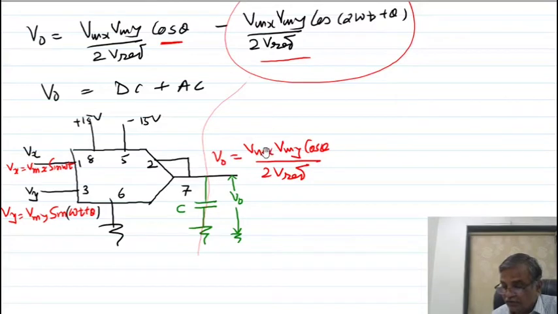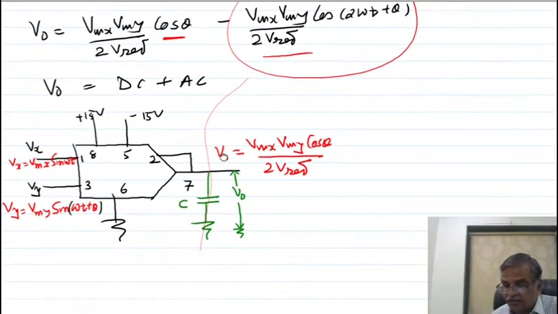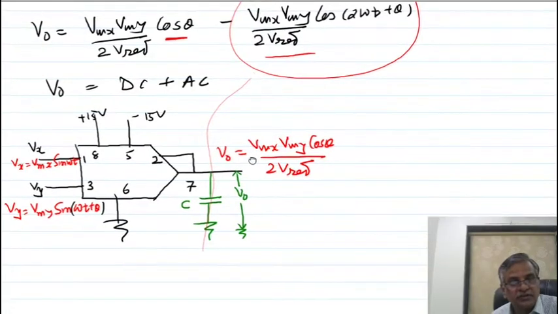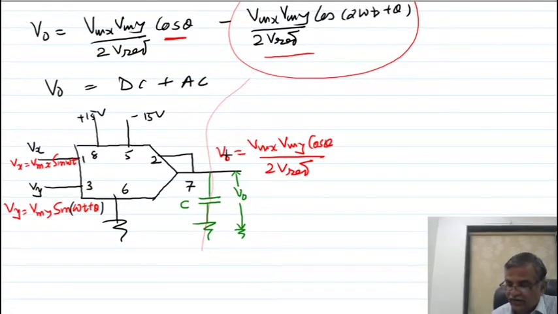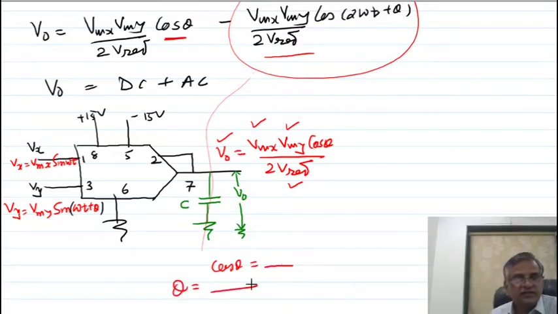So by knowing the values of Vmax, Vmy and Vref, and measuring the V output, from these equations you can find cos theta, and from this you can find theta. In this way you can measure your phase angle between the two signals.